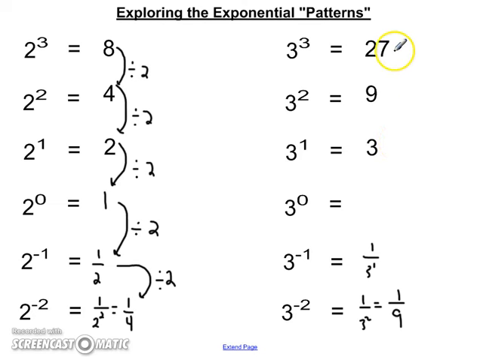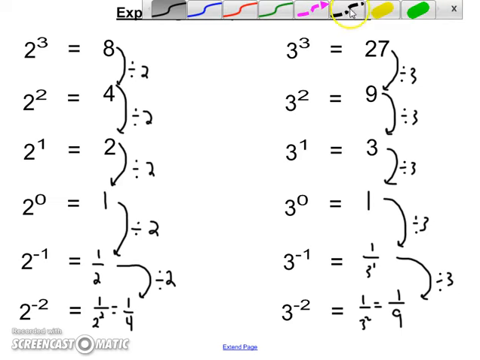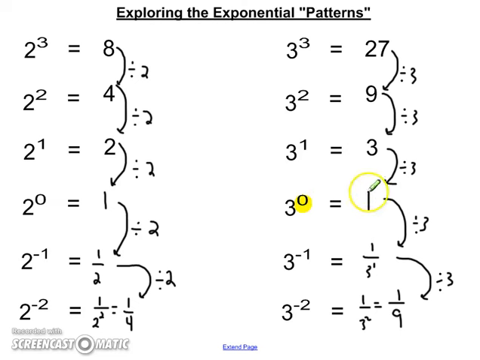Let's see if it works for 3's. What do I do to 27 to make 9? Well, I divide by 3. What do I do to 9 to make 3? Well, I divide by 3. So if I divide 3 by 3, well, that's 1. 1 divided by 3, well, that's 1/3. 1/3 divided by 3, well, that's 1/9. So you'll notice here in each case, the 0 power gave us 1. So 3 to the 0 power was 1. 2 to the 0 power was 1.